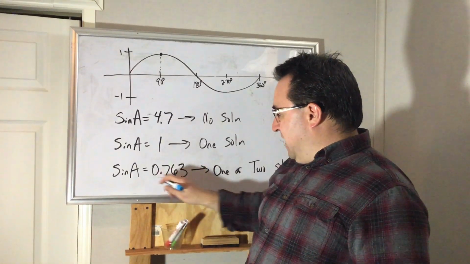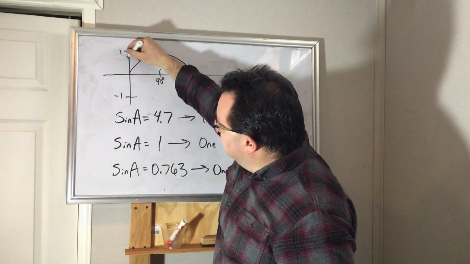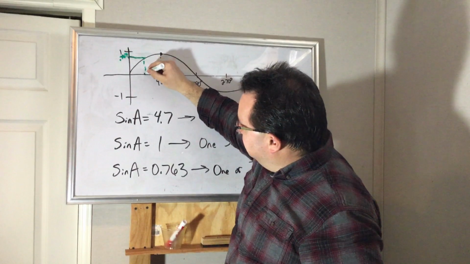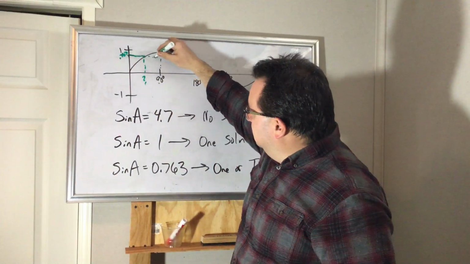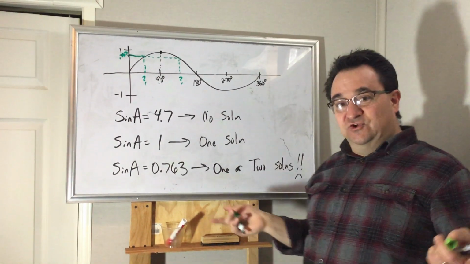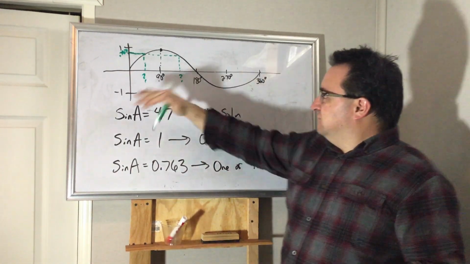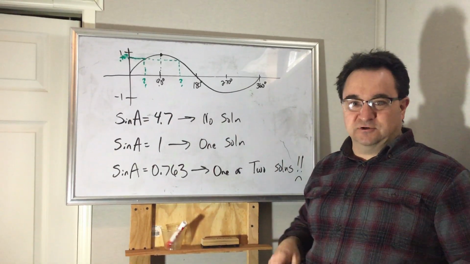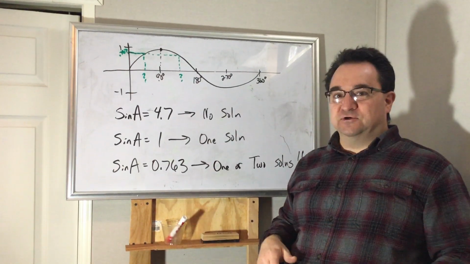In this case, the y value is 0.76. That'd be like right about here. The sine wave at 0.763, whatever that angle is, that could be it. But so could that. See, I'm getting two solutions there. So it's because of the nature of the sine wave that it goes up and down and repeats itself that you can get multiple solutions potentially. So there's no solutions, one solution, and maybe two solutions.